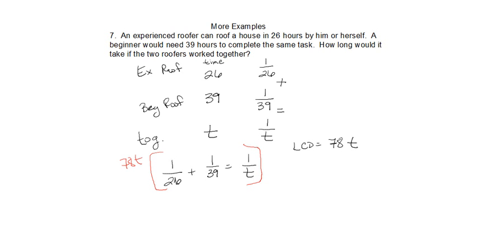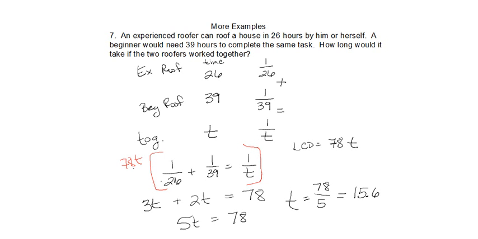We should come up with 3t, because 78 divided by 26 is 3. We still have the t, plus 2t is going to equal 78. We combine our like terms, we get 5t equal to 78. So we know time-wise it's going to take 78 fifths hours. So if we divide that out, it's going to give us approximately 15.6 hours.